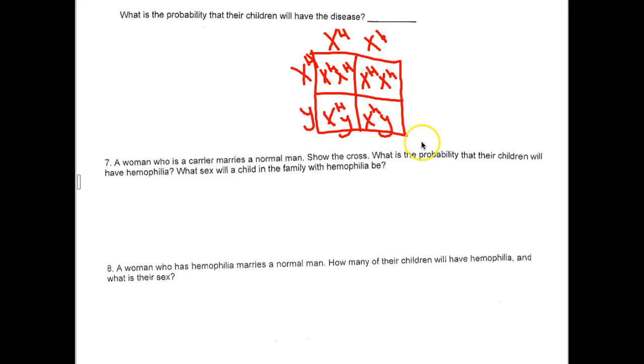What is the probability that their children will have hemophilia? Let's see, this is a carrier. This is a normal healthy child. This is a normal healthy girl here. This is a normal healthy boy. This is a child that has hemophilia. So this is a boy. So it's going to be 25%, and it's going to be a male.